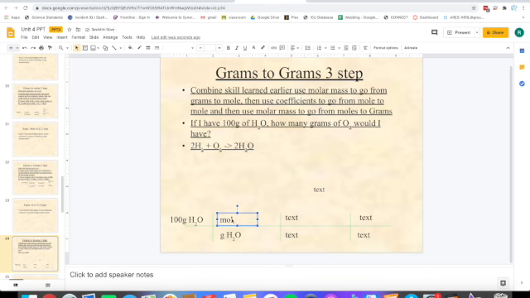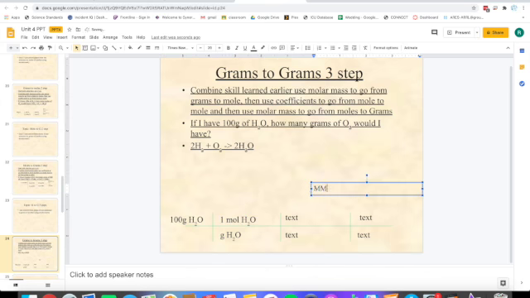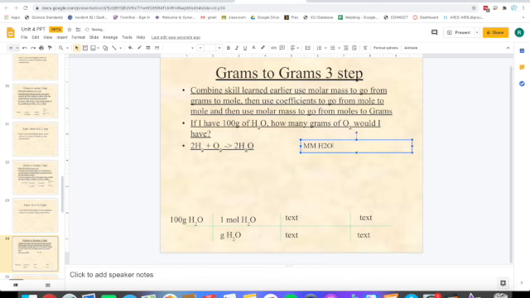So mole of H2O. Now, we also know if it's grams and moles, the number 1 always goes with the mole. And then we'll need to find the molar mass to go with H2O. So if we find the molar mass of H2O, we have H, we have O, we have 2 H's, we have 1 O. The mass of H is 1, the mass of O is 15.999.